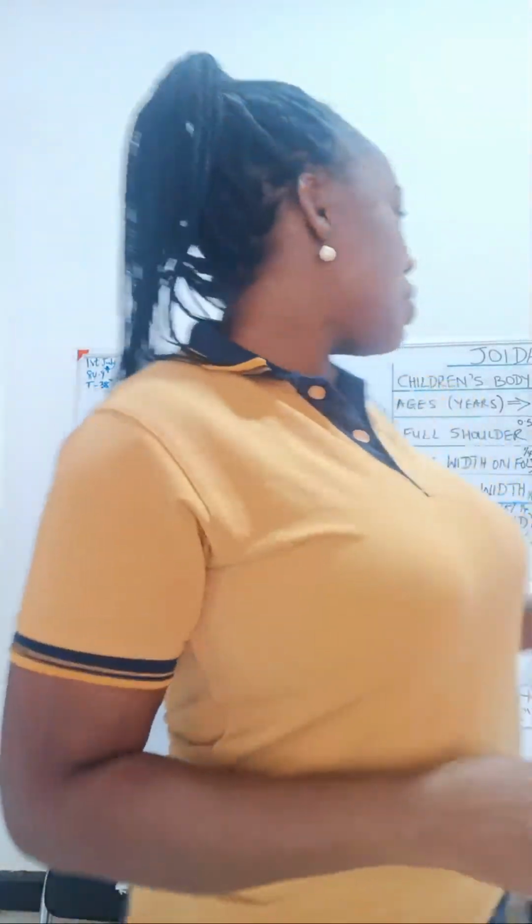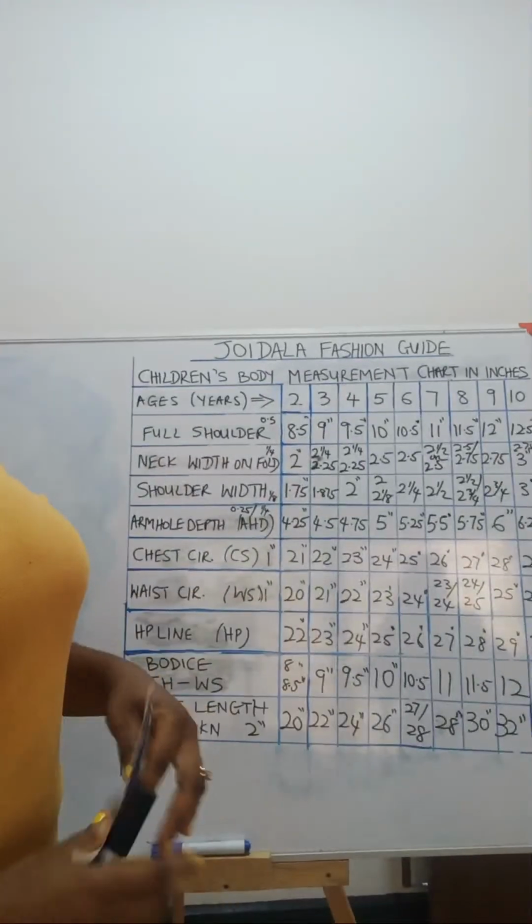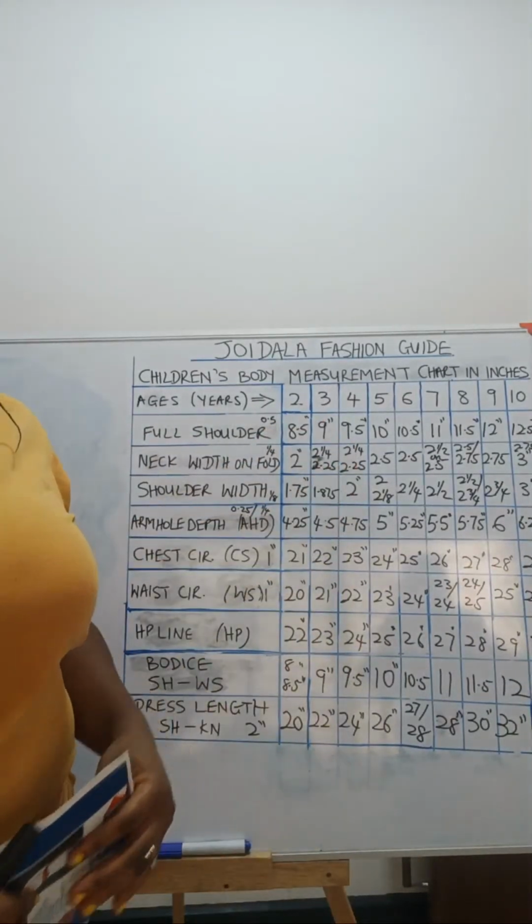So today, like I said, we're going to be looking at a very interesting topic, which is children's body measurement charts. There are some things you need to know when creating a children's body measurement chart. There are some calculations you need to make before you can create one. I'm going to go to the board. I already have a chart that I created. I'm going to explain how I came about the chart, and also some basic calculations you need to know to create your own chart.